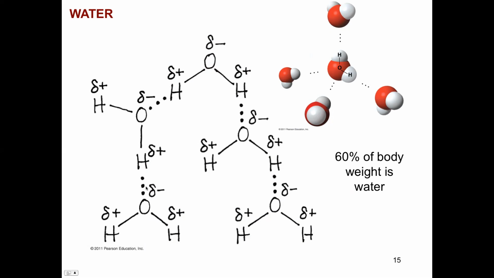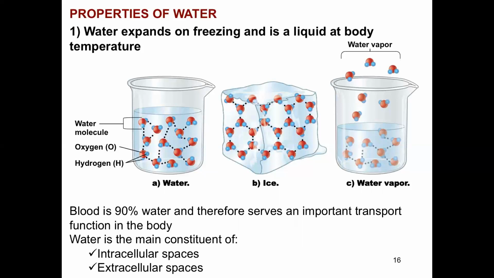Okay, so now I'm going to go through the properties of water. So the first property of water is the way it behaves, its chemical nature at different temperatures. So first of all, it expands on freezing, and that's because of the lattice that's formed with these hydrogen bonds. So it's actually less dense when it's frozen, floats, right? And very importantly, at our body temperature, it's a liquid.